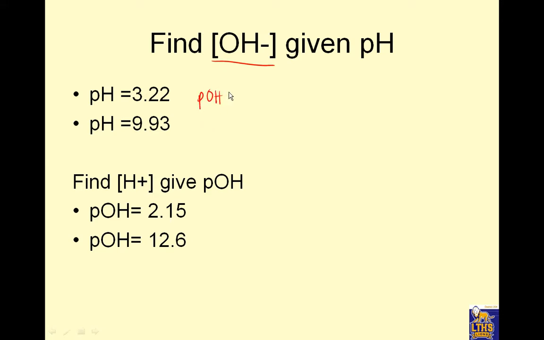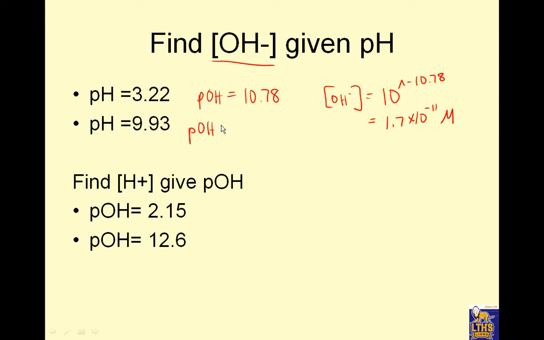So it's easiest to change that, 3.22, into 10.78. How do I do that? I used that they equal 14. So then to get the hydroxide ion concentration, we have to say 10 to the negative 10.78. Okay, and that's going to give us 1.7 times 10 to the negative 11th molar hydroxide ion concentration.